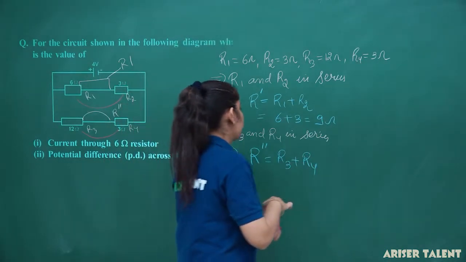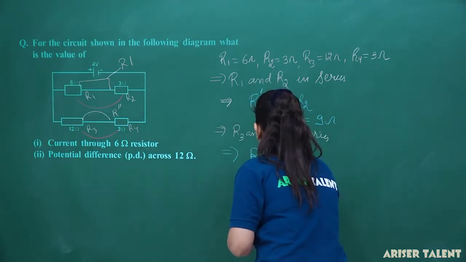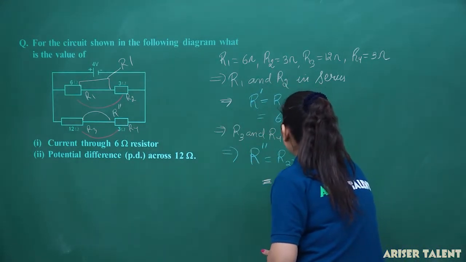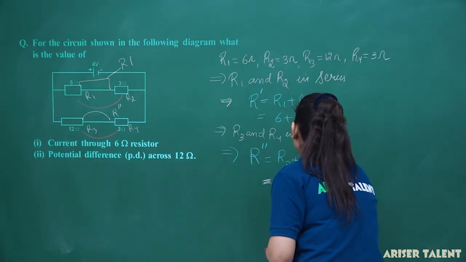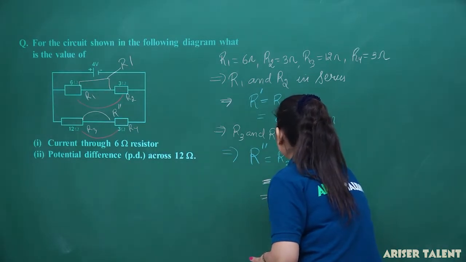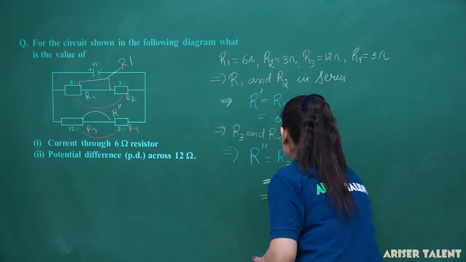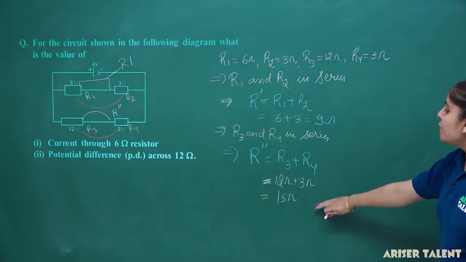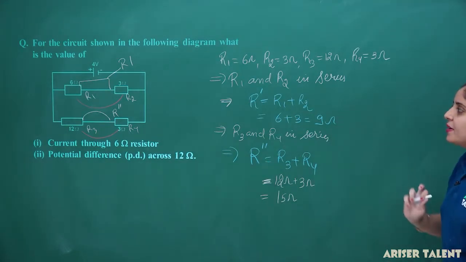Now R3 plus R4 is equal to 12 ohm plus 3 ohm. It is equal to 15 ohm you are getting here. So R3 plus R4 will give you 15 ohm, and this is our 9 ohm.